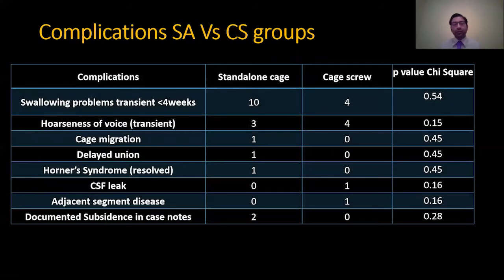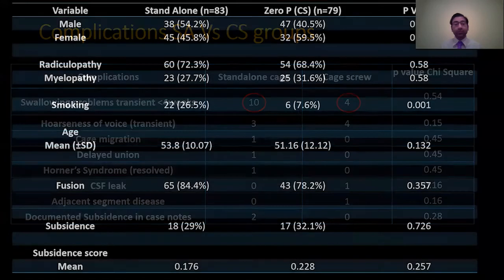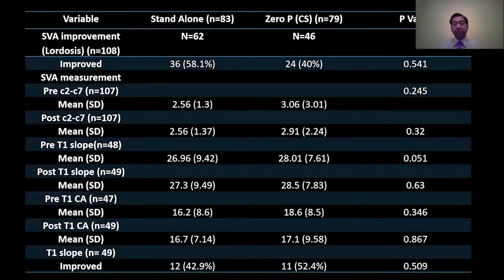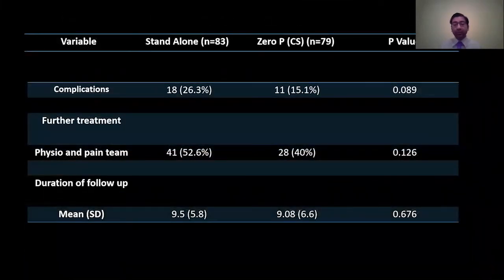In terms of complications, the difference observed between the groups did not reach statistical significance for all the observed complications, like transient swallowing problems, transient hoarseness of voice, cage migration, delayed union, Horner's syndrome, CSF leak, adjacent segment disease, and documented subsidence in case notes. We could find more smokers in the standalone group compared with the cage screw construct, and the sagittal alignment parameters observed between the two groups did not show any significant difference, and the overall complication rate also did not show any significant difference.